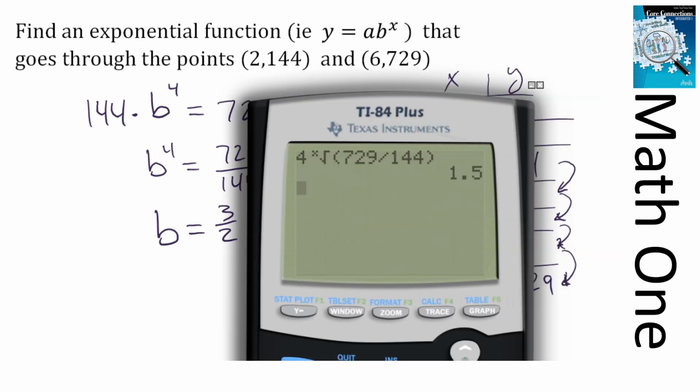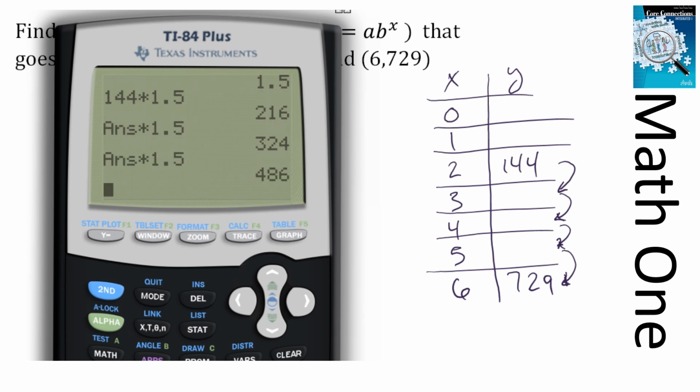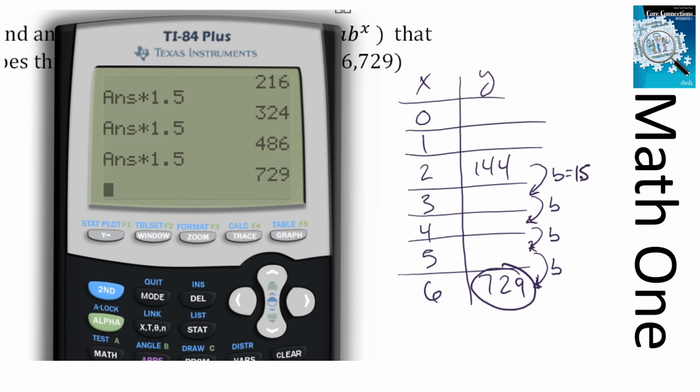And I can verify that by starting with 144, and I can multiply times 1.5, that's one of them, times 1.5, that's 2, times 1.5, that's 3, times 1.5, and that's 4. And you can see I did land exactly at 729. So I know exactly what b is. I'm multiplying by 1.5 each time, and as I multiply by 1.5 each time, I do move to new terms in this sequence.